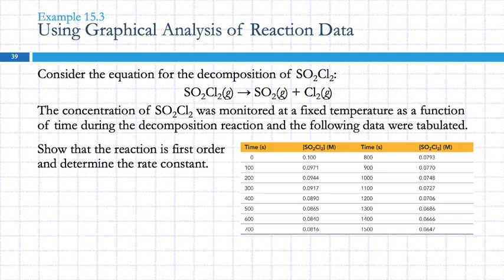Okay, so how could we use this equation? Here we have the decomposition of SO2Cl2, and we're monitoring that concentration at a fixed temperature as a function of time, meaning what they did here is every 100 seconds, they measured the concentration of that, and they put all the numbers in a table. And we are supposed to show that the reaction is first order and determine the rate constant.